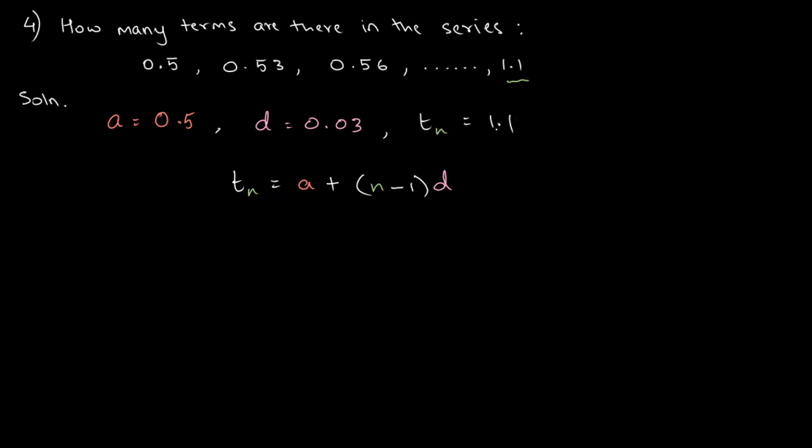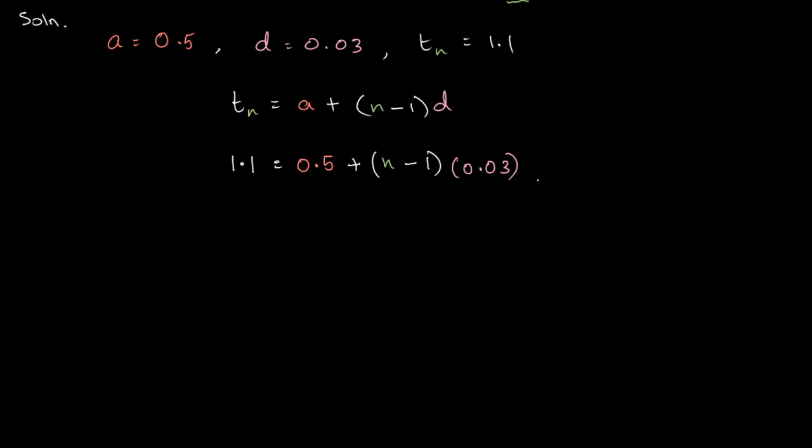Let's plug in the values that we know. We know Tn is equal to 1.1. So 1.1 is equal to, we have the value of a as 0.5, plus n minus 1, where n is the unknown in this question, the position of this term, that will give us the number of terms, into d, which we found out is 0.03. If I solve this equation, there's only one unknown, n, and that should give me the value.